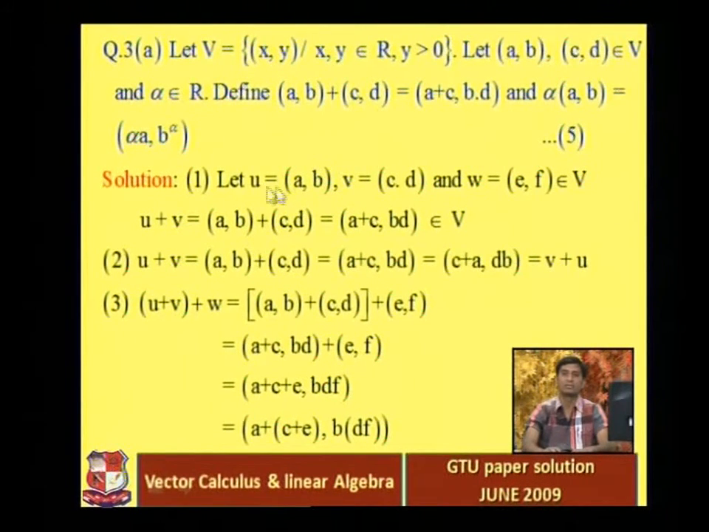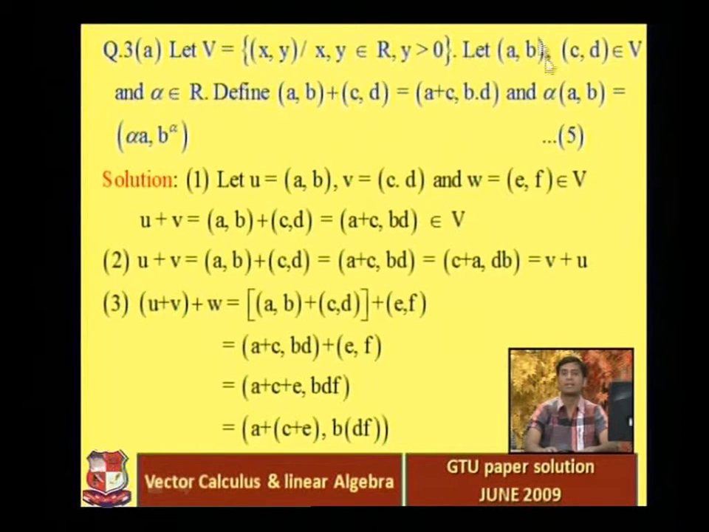Here is the first condition: u is equal to (a, b), v is equal to (c, d), and w is equal to (e, f) belong to V. So first of all, we take three vectors randomly, which all belong to V. Now just try to understand the set first. We have this type of set (x, y), where x and y are real numbers, but the second coordinate must be greater than 0. So u, v, w all belong to V, so you can understand that b greater than 0, d greater than 0, and f greater than 0. Now u plus v is equal to (a, b) plus (c, d).